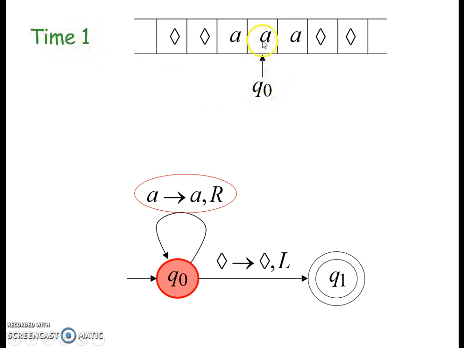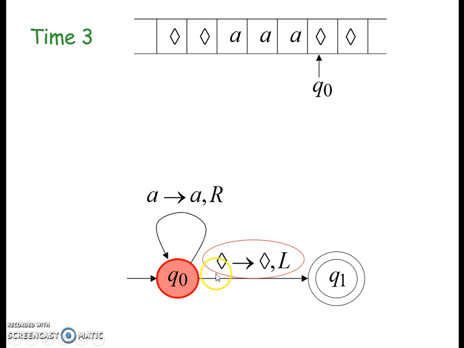At time 1, the tape head points here. The state is not being changed, so it is still in the Q0 state. Again the transition function is A is being updated to A, and the tape head moves to the right. Updating with A itself doesn't make any change, and the head moves to the right. So at time 2, the head moves to the right, and it is also encountering A. So we have the same function: A is being updated to A with a shift of right. Our tape head comes here, but here is the blank symbol.